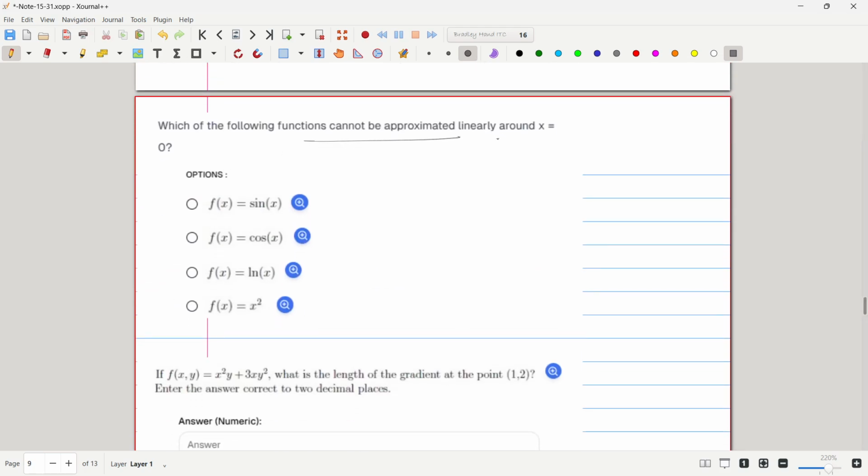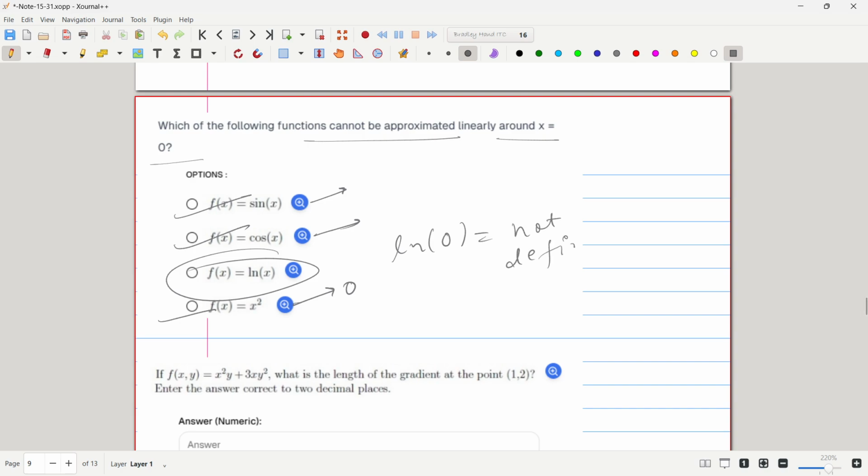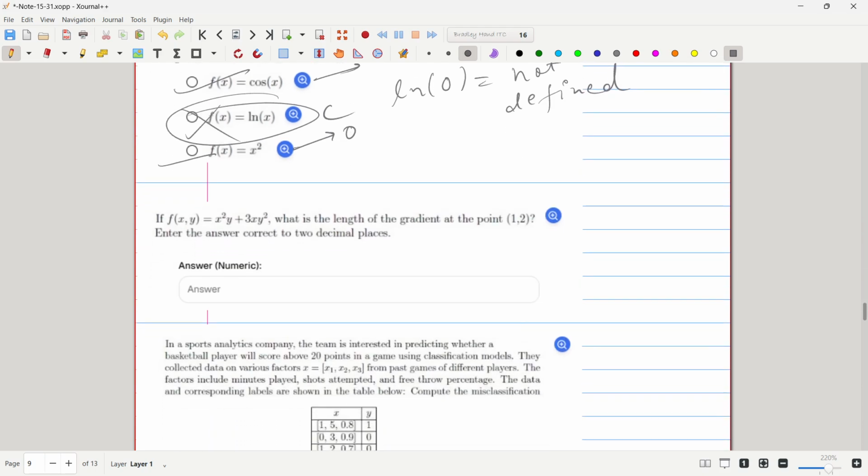Which of the following cannot be approximated linearly around x equal to 0? Sin 0 is 0, this can be approximated. Cos 0 is 1, this can be approximated. x square at 0 is 0, this can be approximated. But ln 0 is not defined. So ln x cannot be approximated. So option C is correct.